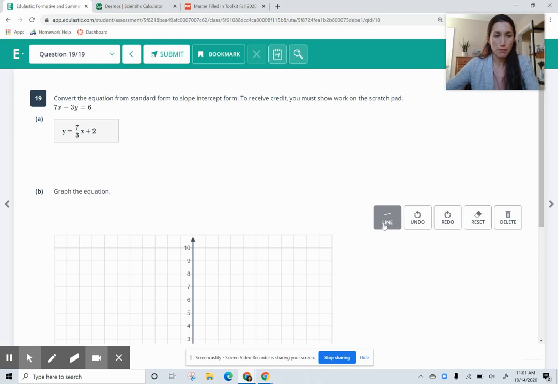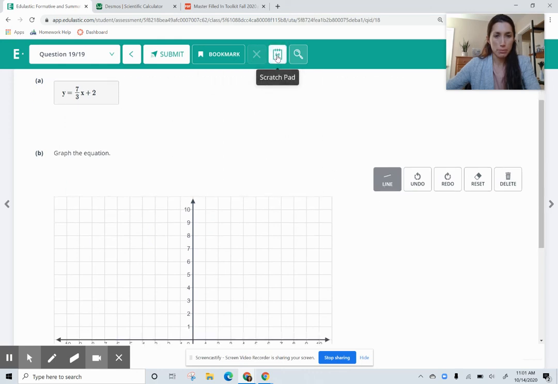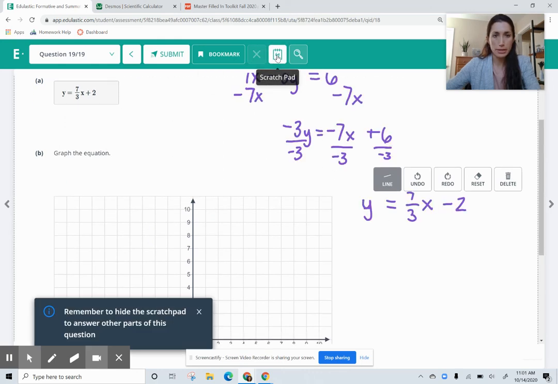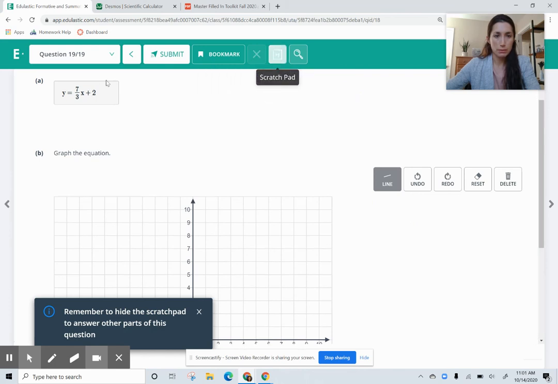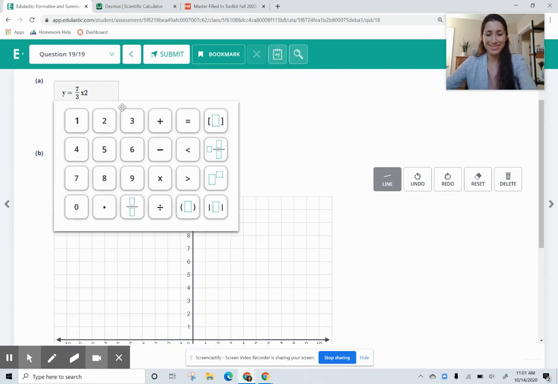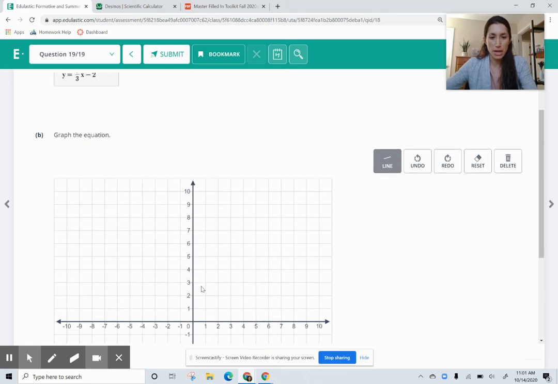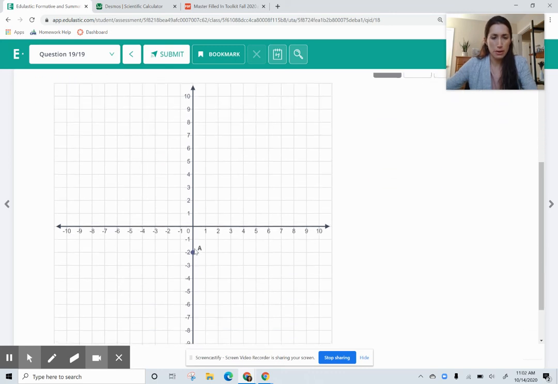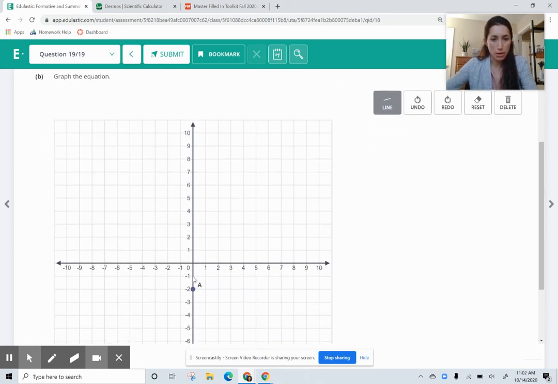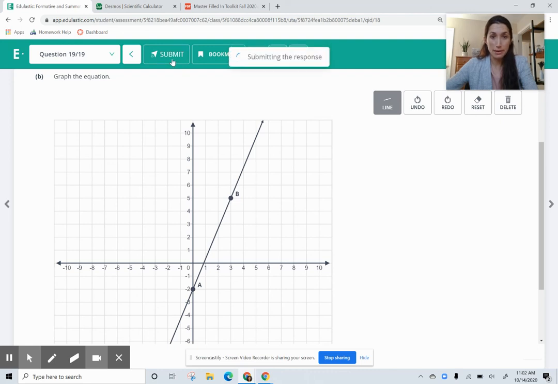And then I'm going to go ahead and graph it. Let me check my scratch pad. Was that the right equation? Oh, minus 2. Let me go back. I knew something wasn't right. Let's put our first point at negative 2. And then our slope is 7/3. So from that, I can go up 7 to the right 3. There we go. And I'm done with that question, and I will go ahead and submit.